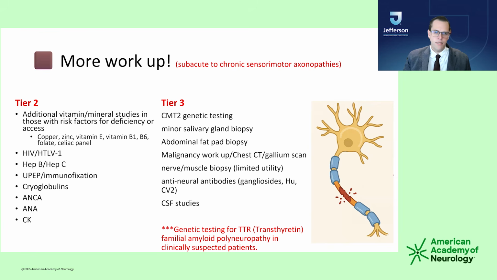Tier 3, so if in tier 1 you're not finding anything, and tier 2 you're still not finding anything, you can move on to tier 3. You don't always have to do this, but you can do CMT2 genetic testing, biopsies through the salivary gland for Sjogren's, abdominal fat pad biopsy for searching for amyloid, a malignancy workup, paraneoplastic or autoimmune workup, and CSF studies. For familial amyloid polyneuropathy, you can do genetic testing for TTR, known as transthyretin.